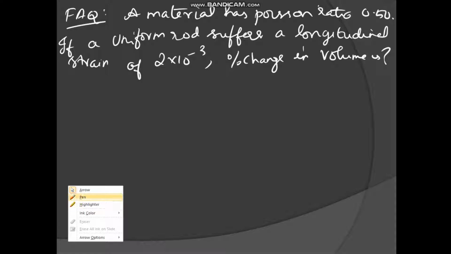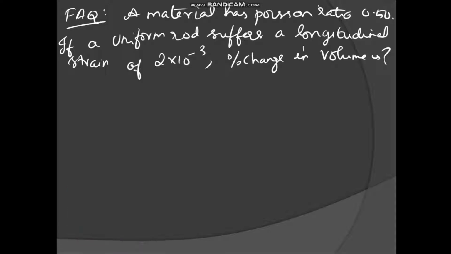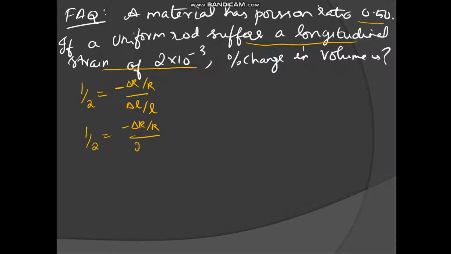Now let us do one numerical. This is most frequently asked question. A material has Poisson's ratio of 0.5. So Poisson's ratio is 1 by 2, that is equal to negative of delta R by R divided by delta L by L. So if the uniform rod suffers a longitudinal strain of 2 into 10 power minus 3, so 1 by 2 is equal to minus delta R by R divided by 2 into 10 power minus 3. So 2 and 2 get cancelled. So 10 power minus 3 is equal to minus delta R by R.